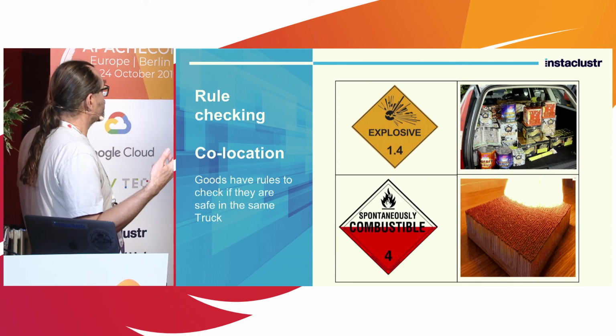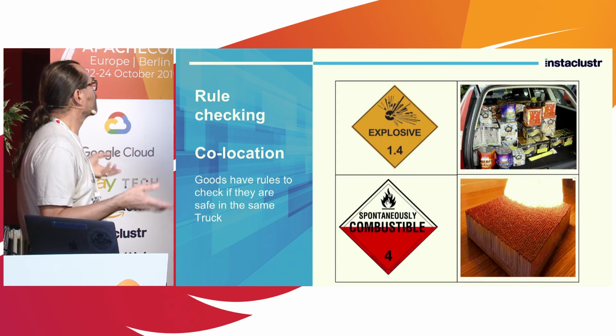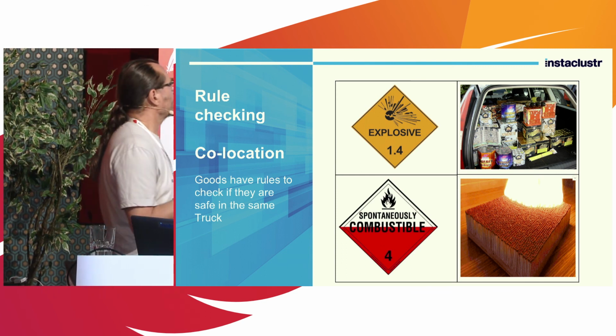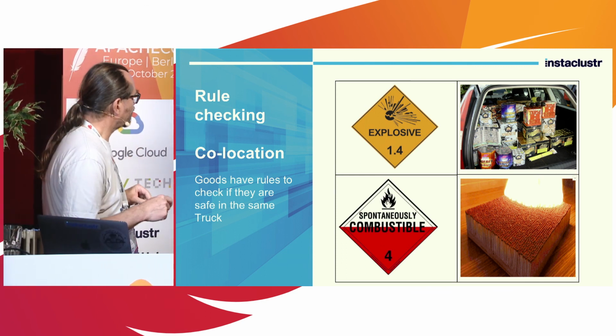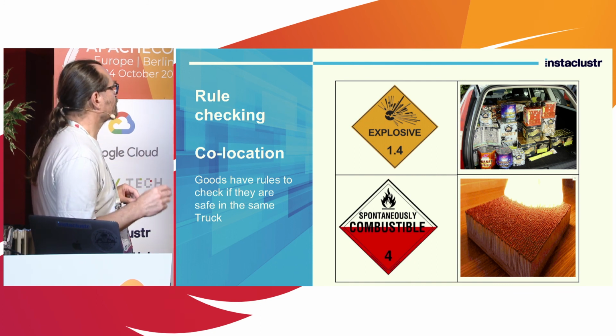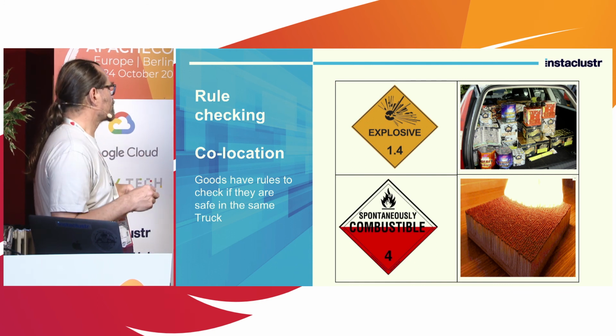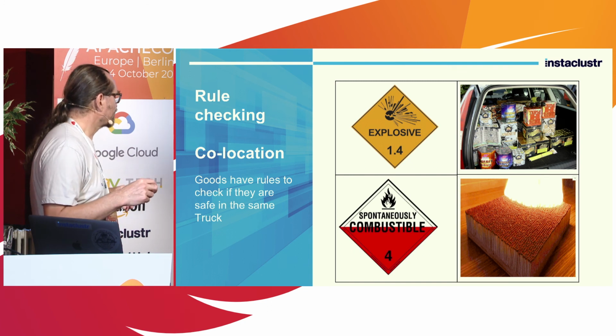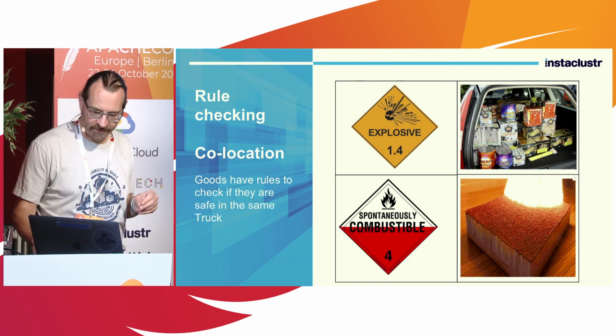So how do the rules get checked? First of all, this is an example, the collocation rules. Each good has rules to check if they are safe in the same truck as another goods category. For example, you don't want explosive goods to be in the presence of spontaneously combustible goods because something really bad might happen.